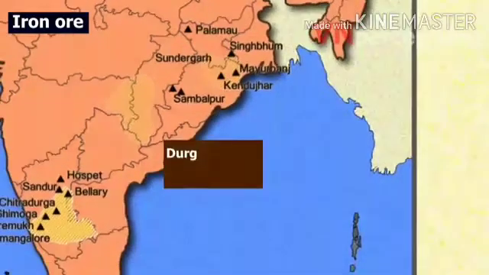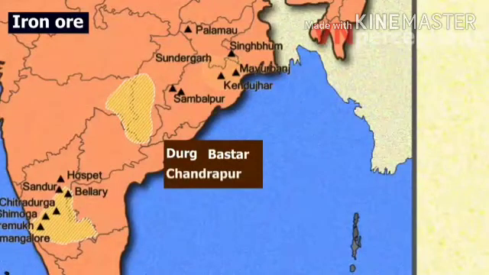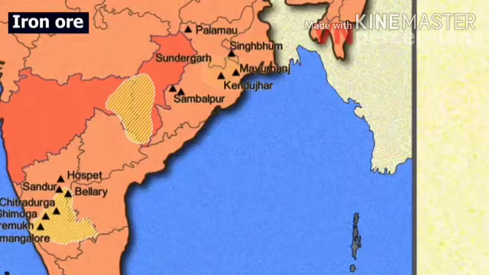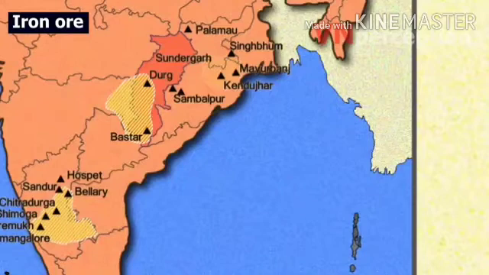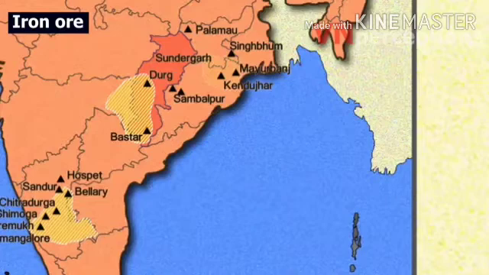Now we come to the Durg, Bastar and Chandrapur belt. This belt lies in Chhattisgarh and Maharashtra. Here, very high grade hematite ore is found. In Chhattisgarh, it is found in the Bailadila range of hills in the Bastar district, and then in Durg district. The range of hills comprises 14 deposits of super high grade hematite iron ore. It has the best physical properties needed for steel making. Iron ore from these mines is exported to Japan and South Korea via Visakhapatnam port.